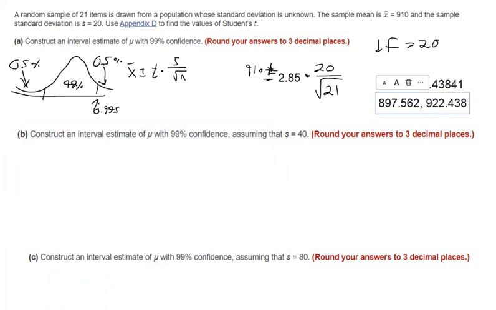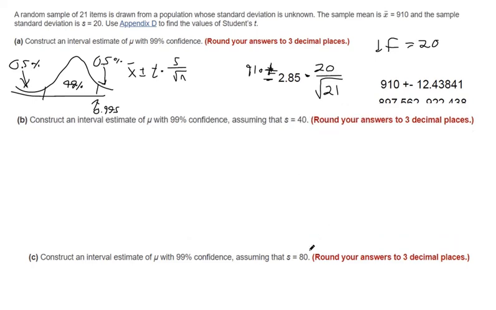You'll do the same exact thing, same t-value even, in part B, except you're going to change this 20 to a 40 and then repeat the calculations. And same thing for part C, except you're plugging in 80 for the standard deviation. Everything else should be the same.